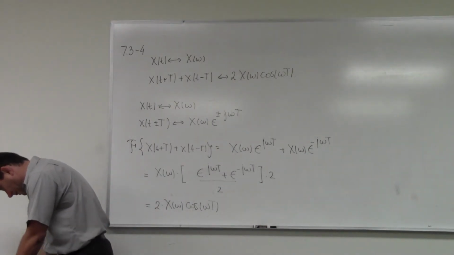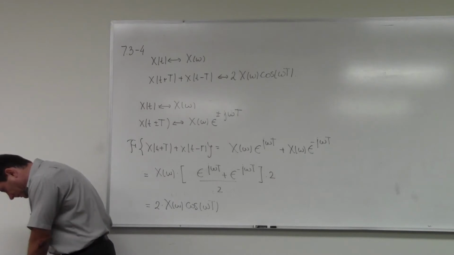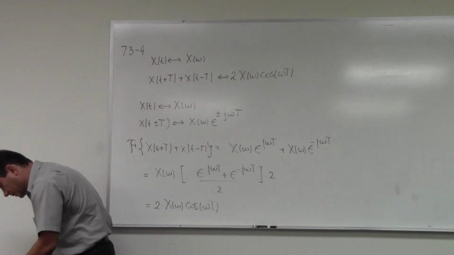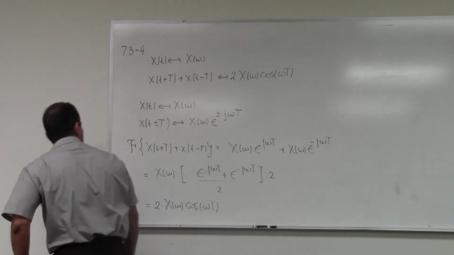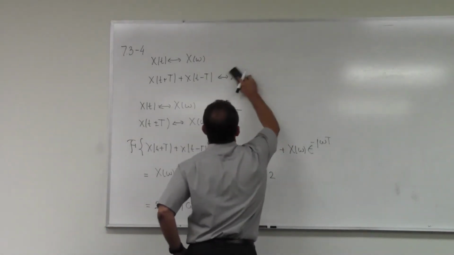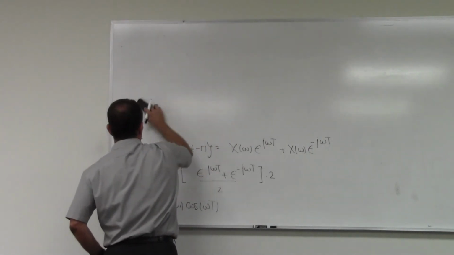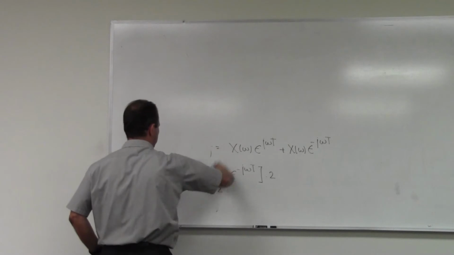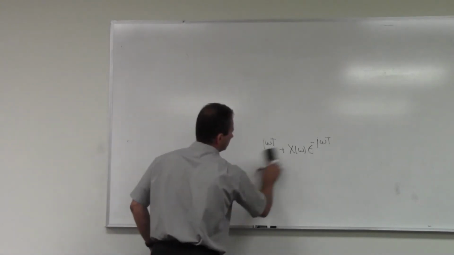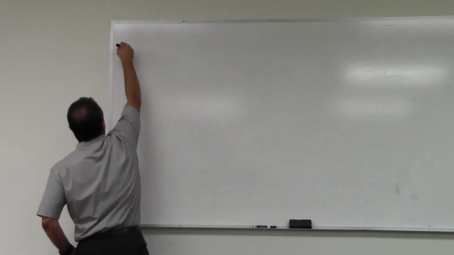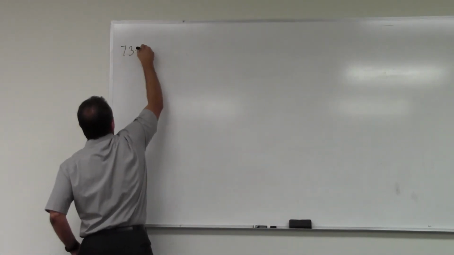So that's 7.3.4. Let me get another one. 7.3.9 is an interesting problem overall. So let me go through that one because it has a very distinct physical interpretation. So this is 7.3.9.